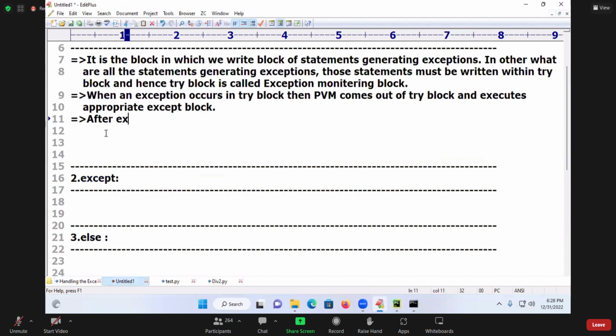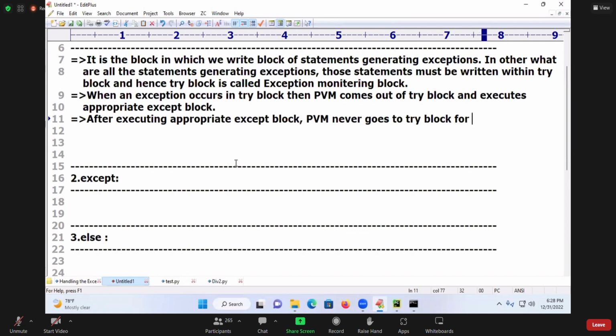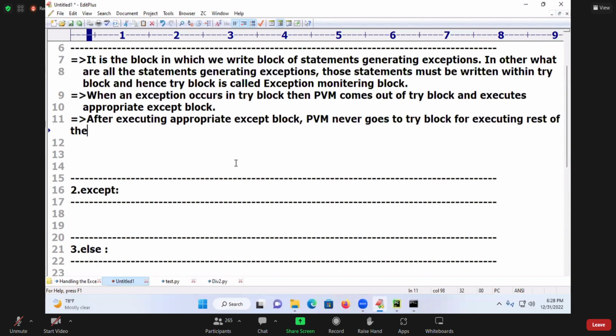It will not come to this. It's an important word here. After executing the appropriate except block, PVM never goes back to the try block for executing the rest of the statements. Rest of the statements in which block? Try block.